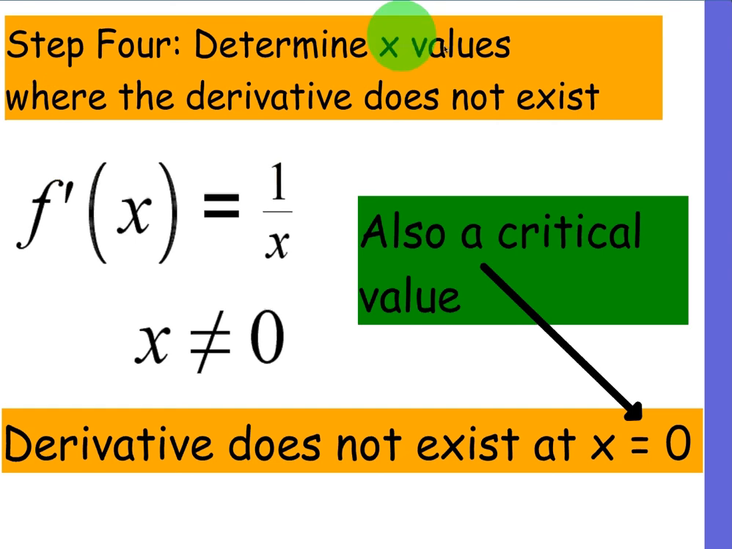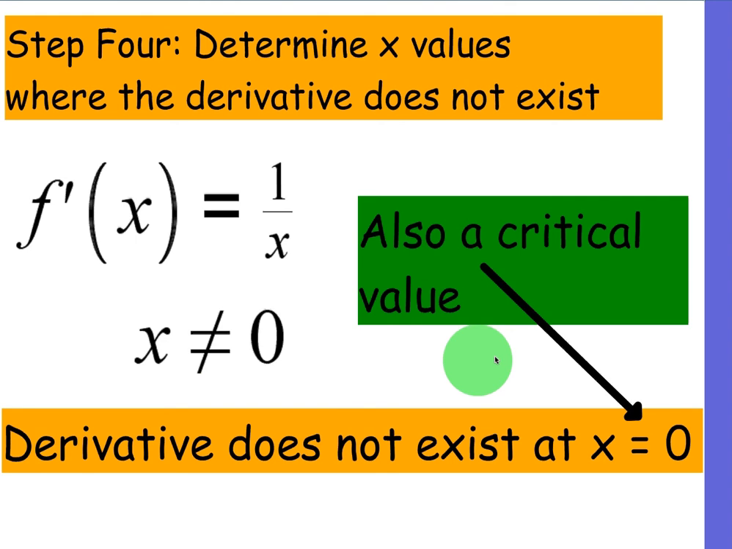Now, the second part of finding critical points is determining the x values where the derivative doesn't exist. We can quickly see that if we set the denominator equal to 0, which a lot of times is what happens when you're finding critical values, we will get x equals 0. So x equals 0 is a critical value, but we talked about before that it might not be a critical point.